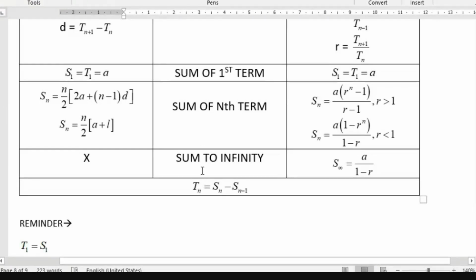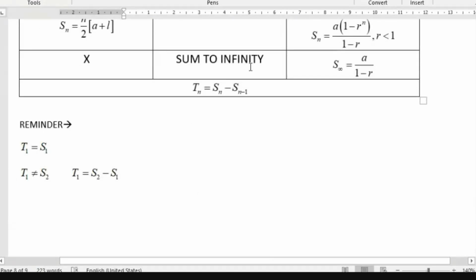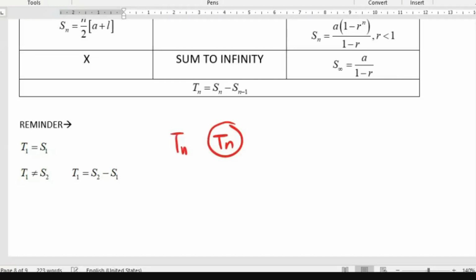Okay, for sum to infinity, arithmetic doesn't have that, only geometry. So for Tn equals Sn minus Sn minus 1, what's meant by that? So let's say this is your Tn. The term before it is n minus 1. So when I want to do my arithmetic, I just do Tn minus Tn minus 1. If I want to do geometry, Tn divided by Tn minus 1.